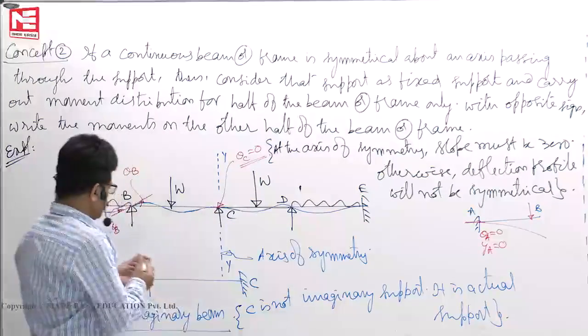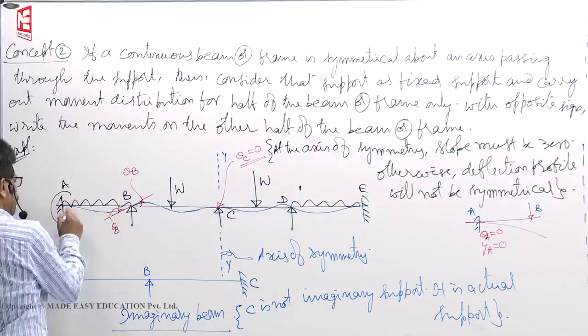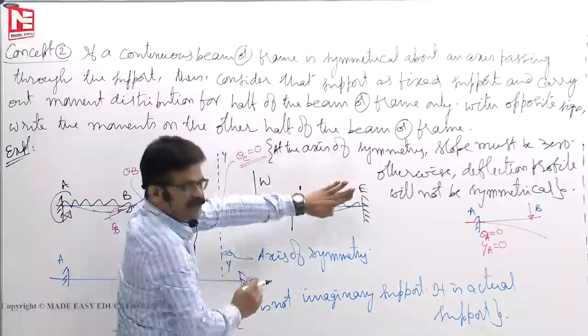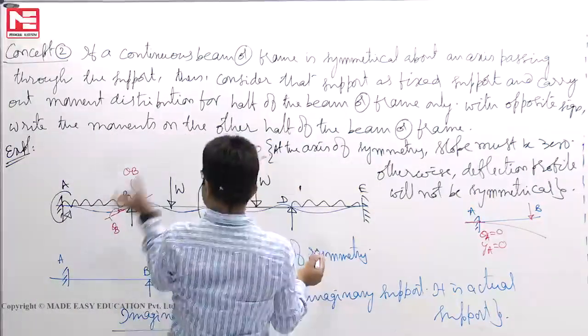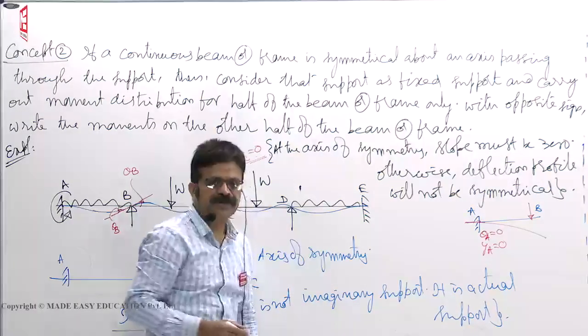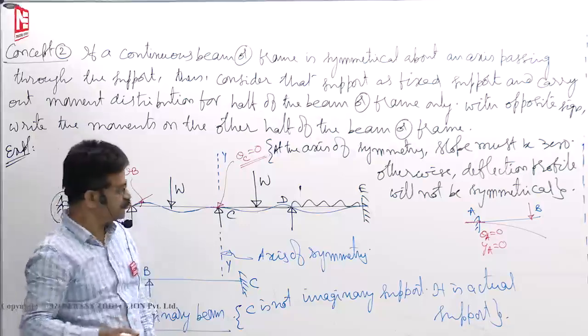Then why should it be opposite sign? Supposing that you are getting MAB anti-clockwise. With respect to this, if I fold it, that anti-clockwise will become clockwise. When I fold this one, it becomes like this. That is why we have to write it with opposite sign.